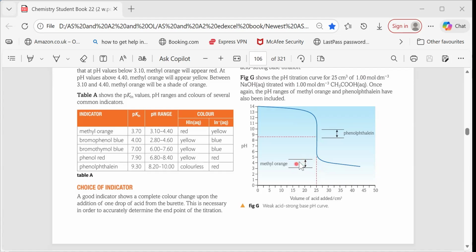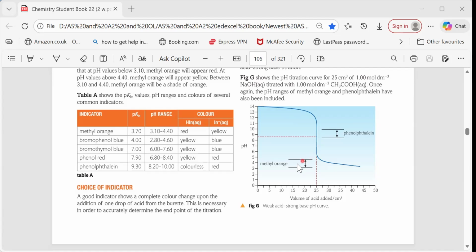The end point, we call this the end point, where the indicator changed its color. So here the end point is not equal to the equivalence point. When we say that the pH range should lie on the vertical line, it means that the indicator should change its color, which we call the end point, at the same place where the equivalence point is reached, which is the volume at which the acid is neutralized by the base.